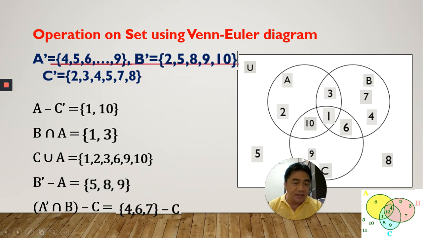Now this is C. Okay? 7, 4, 6. This is C. And minus C. 6 is part of C, right? So therefore, the remaining elements are 4 and 7. There we go. Easy, right?